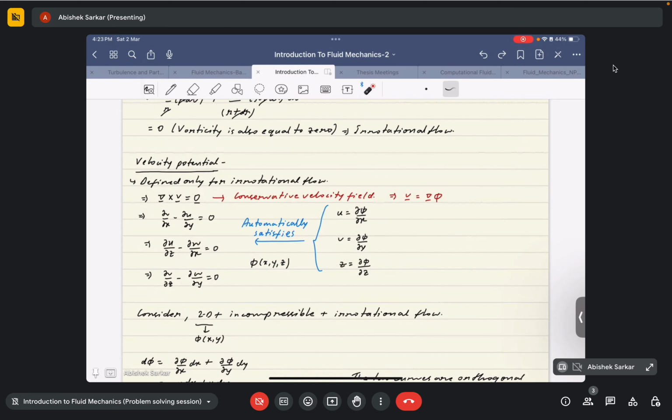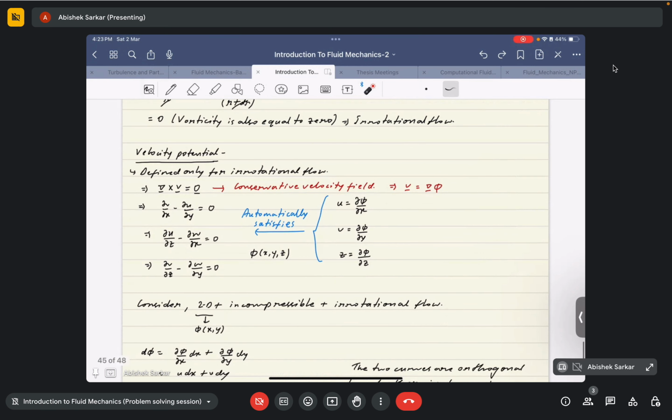So finally we have the final concept of velocity potential. Again, velocity potential is only defined for irrotational flows, but can be applied for 3D as well. Okay, so it's not limited to 2D flows or 2D incompressible flows, but the only constraint for defining the velocity potential is that the flow has to be irrotational. That is, the curl of the velocity field has to be 0.